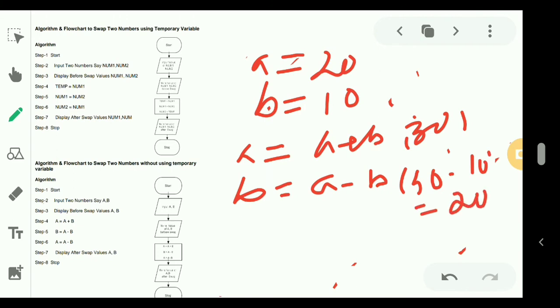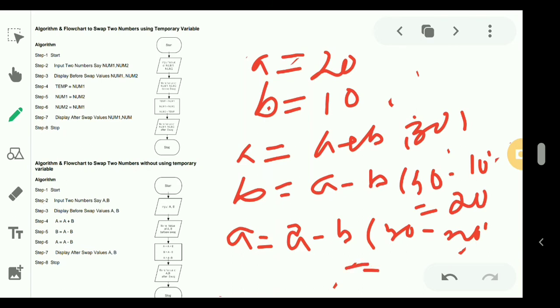Now again in A, I am storing the value A minus B. A is having the value 30 and currently B is having value 20. So it is now having 10 as value. So let's see, it is swapped. Right now A is having value 10 and B is having value 20. So in this way we can swap without using the third variable.